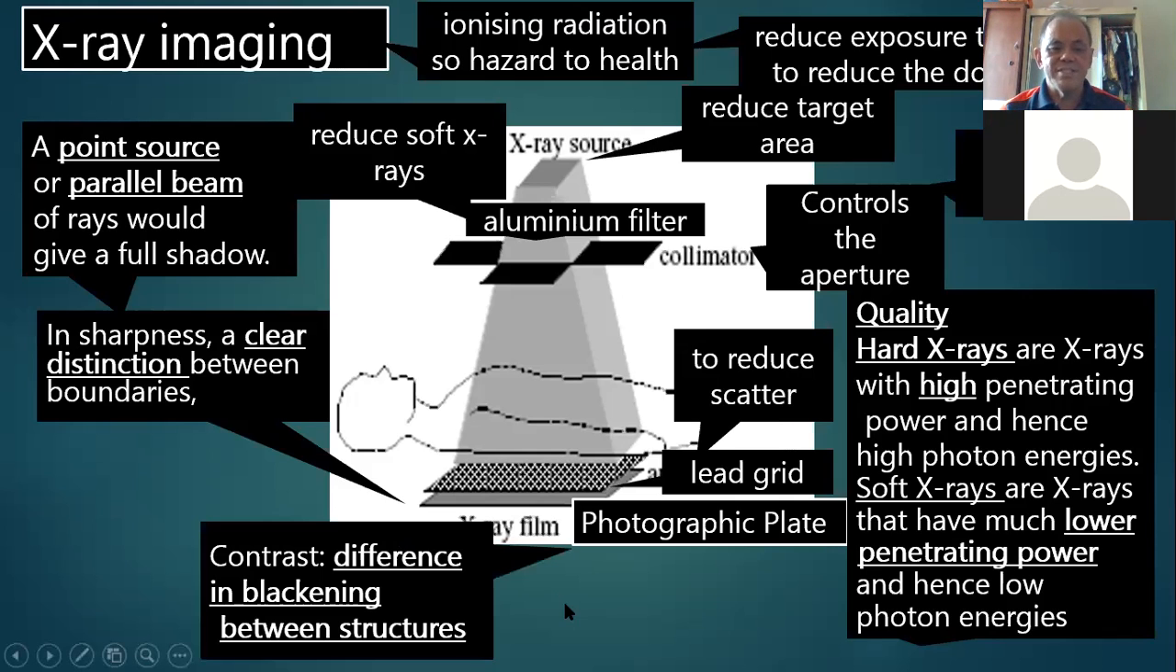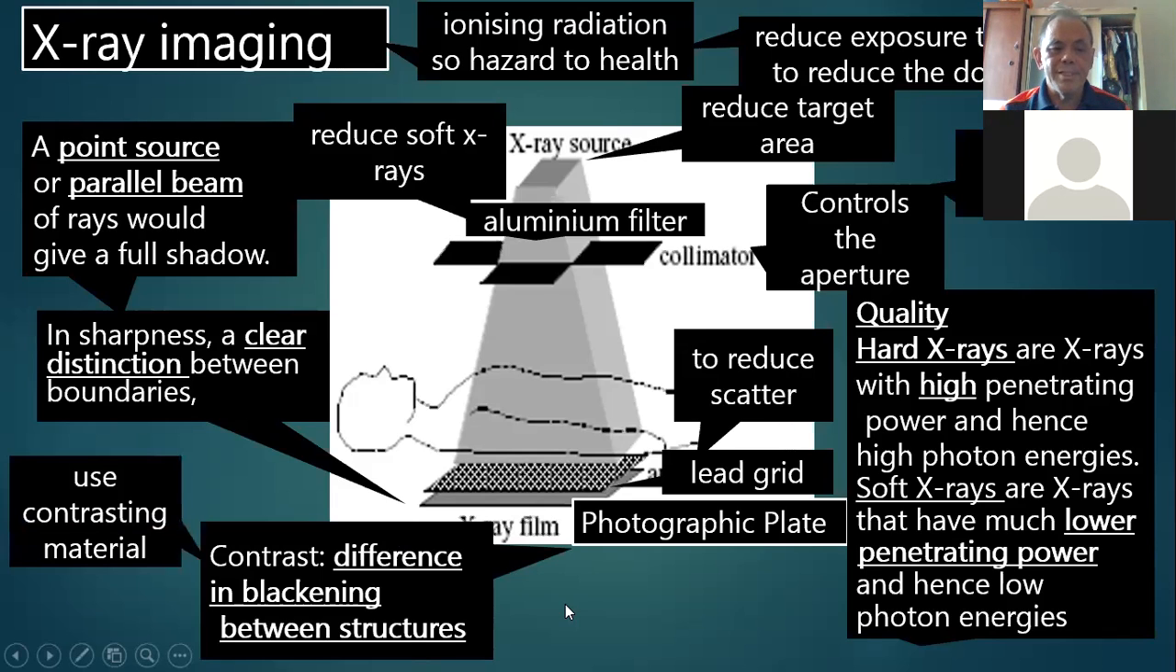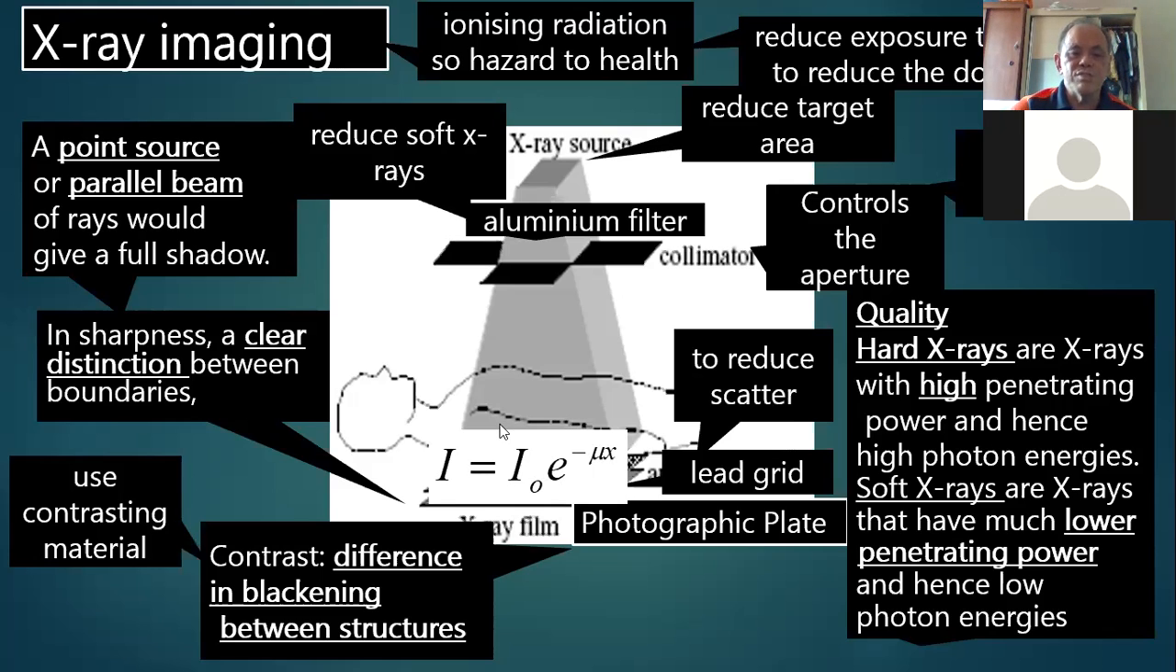Contrast, we want differences in blackening between structures. You can use contrasting material. If you want to see clearly what's happening in the stomach, anything happening to the stomach, you can have contrasting material, then barium sulfate, add to milk, and then we drink it. And then we need to know how to use this formula.